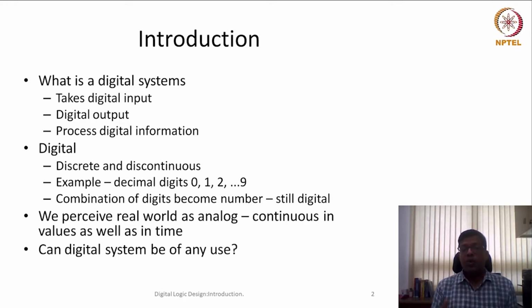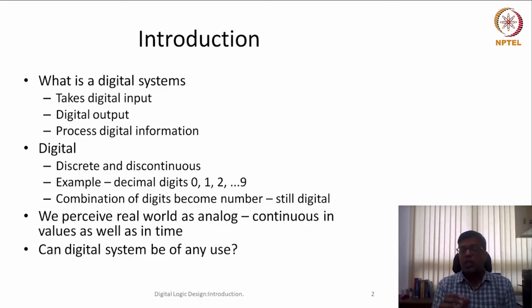When we club together multiple such digits like 23, we have two digits, 2 and 3. This 23 became a number. It is still a digital number because it is still discrete and discontinuous. What do we mean by discrete here? For example, there is the number 23 and the number 24. In between these numbers, there could be an infinite number of numbers possible between 23 and 24.